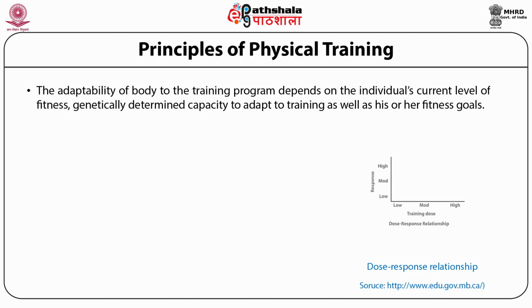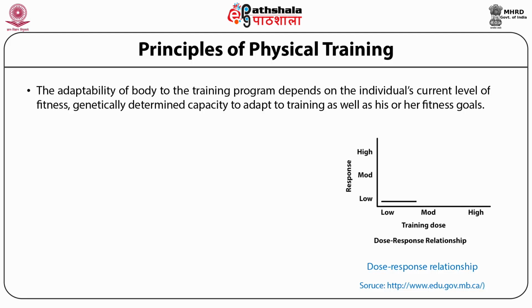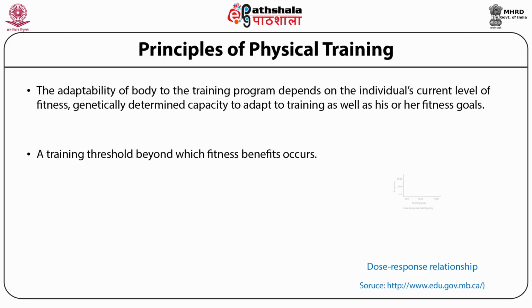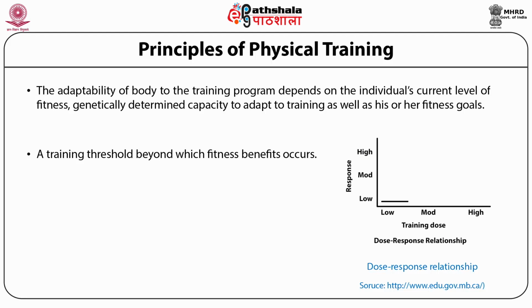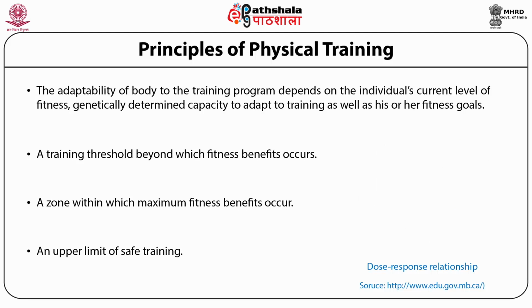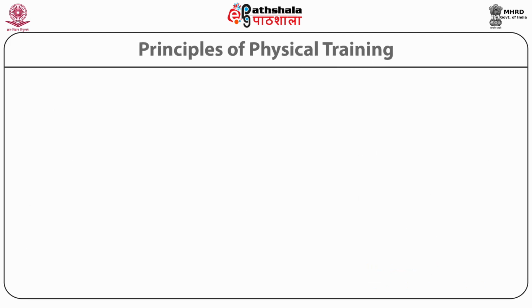Training level and the extent of physical fitness show a dose-response relationship, and there exists a training threshold beyond which fitness benefit occurs. As we can see from this graph as well, a clear dose-response relationship can be seen. There is a zone within which maximum fitness benefit occurs, and there is an upper limit of the safe training as well. Now let's see what is specificity.